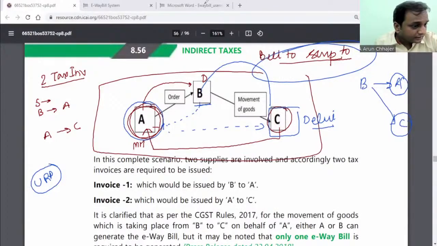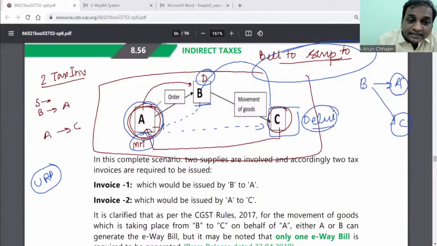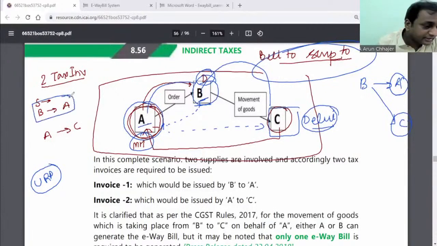Tanu, not clear. And clear. The example is quite clear. Tanu is only saying that it is not clear. No problem. I will explain once more. B is from Delhi. A is from Maharashtra. C is from Delhi. A is giving the order to B, and B is the supplier and A is the customer for one transaction. Whatever goods he is purchasing, he needs to deliver the goods at the Delhi location.